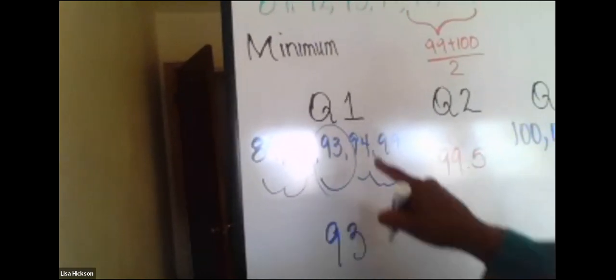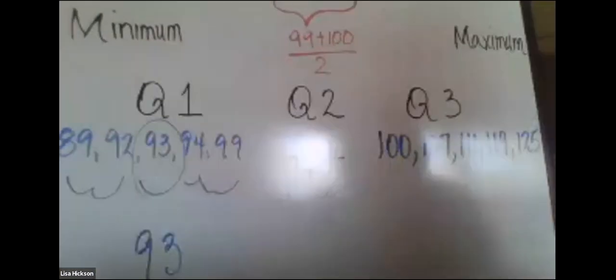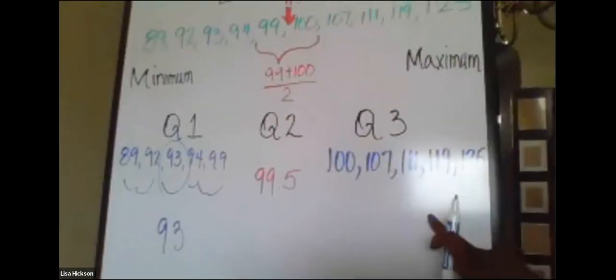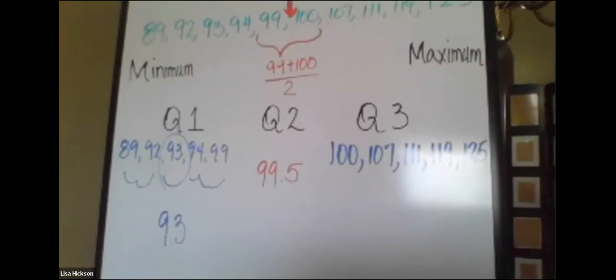So now, 93 is the middle of the lower end of the data. And now, what is the middle of the upper end of the data? 111. What did you say, love? 111. Absolutely.